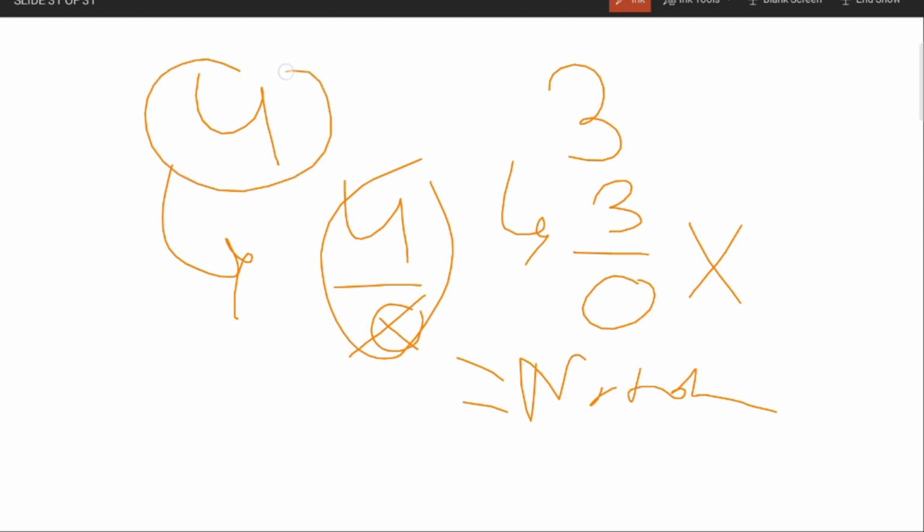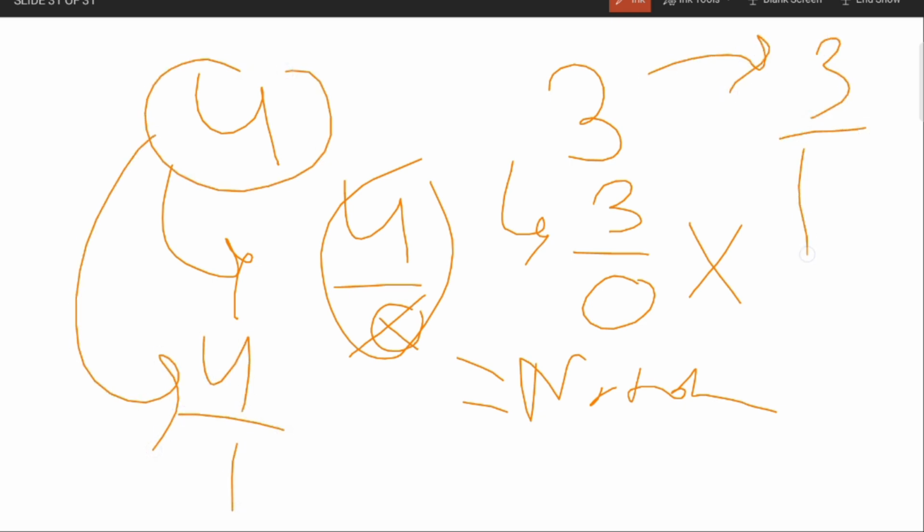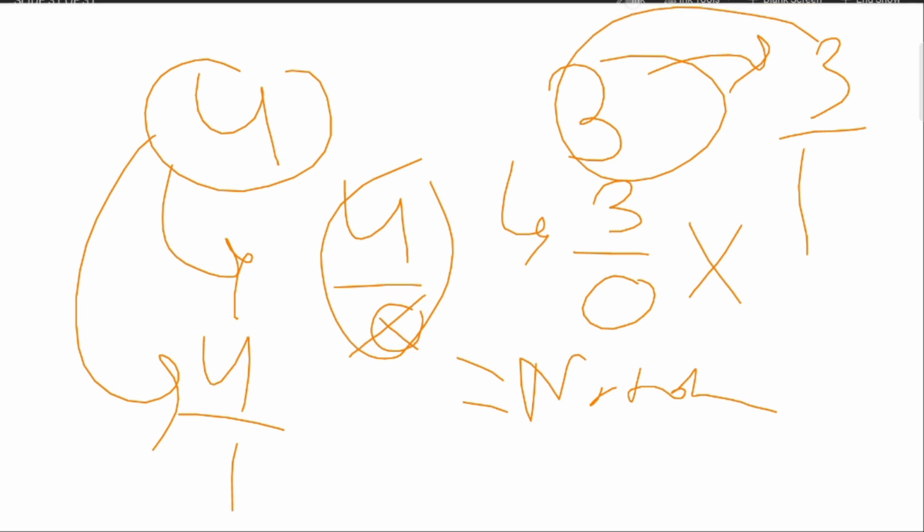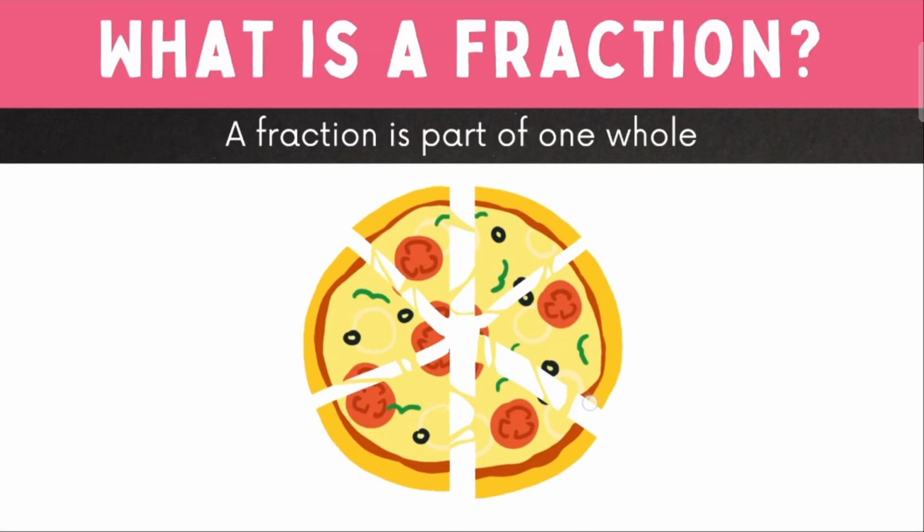That is why 4 should be written as 4 by 1, 3 should be written as 3 by 1, which is the same number. Okay, so this is the thing that I actually wanted to tell you all.